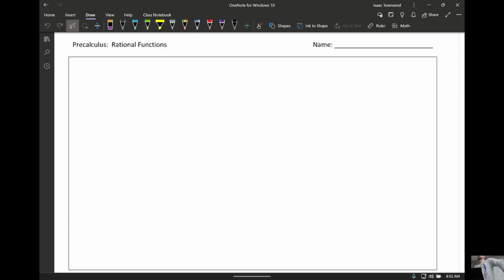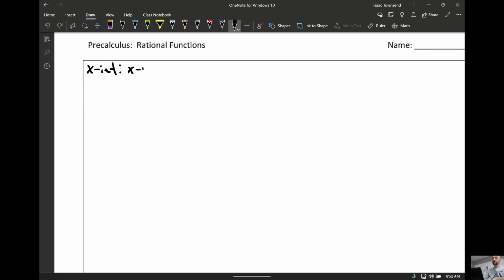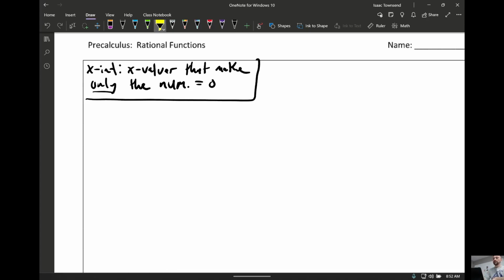complete the notes. Now, on the notes, you guys are more than welcome, in fact, you're encouraged, to reword these in a way that will click for you a little bit better. But the ones we talked about last class were things like x-intercept. These occur at x values that make only the numerator equal to 0. And I emphasized the word only a lot last class.